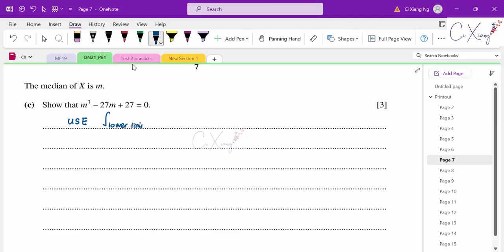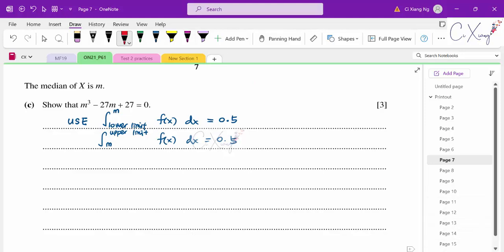until the median for the function f, you should have 50%. So 50% in probability means 0.50. Or you can integrate from the median until the upper limit, or the largest value of x, for the function f(x), you also get 50%. So you can use either one of these to find the equation, to prove the equation that they want us to show.